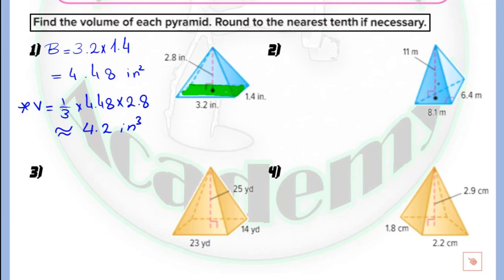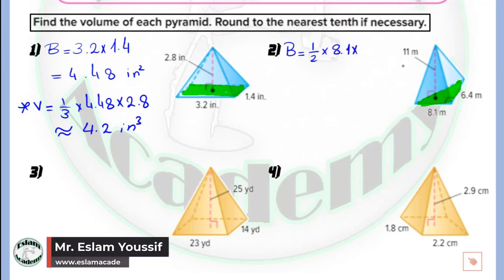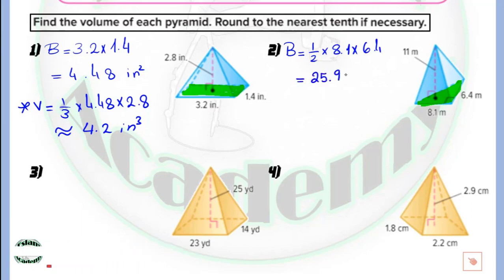In question number 2, we need to find the volume. So step number 1, we need to identify the base. If you look at the base, you will find that the base is a triangle. Now we need to find the area of the triangle. The area of the triangle equals half multiplied by the length of the base, which is 8.1, multiplied by the length of the height, which is 6.4. By multiplying, you will find that the answer equals 25.92 squared meter.